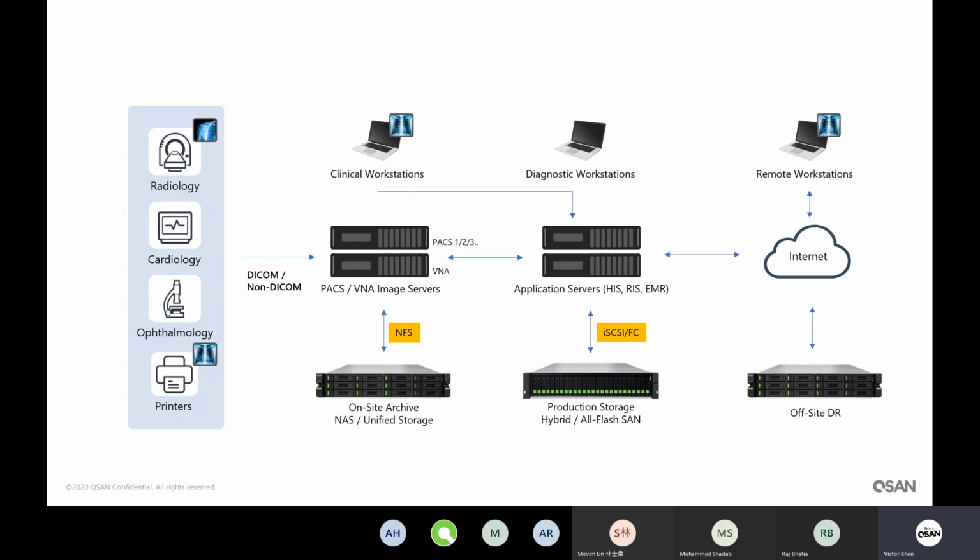And in this case, since pretty much all PACS and VNAs use the NFS protocol for data transfers, it's very easy to resell our NAS because it already supports NFS and it's very easy to set up. And similarly, hospital database systems like HIS, RIS, and EMR all use iSCSI or Fibre Channel protocols. They are all virtualized on VMware. In this case, it's very easy to plug in our SANs as well.